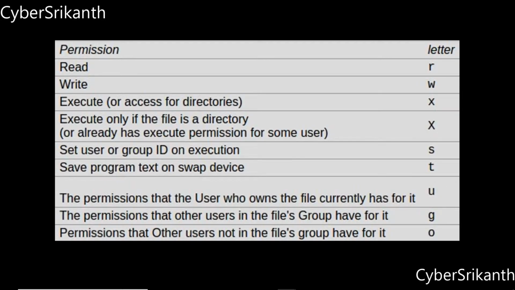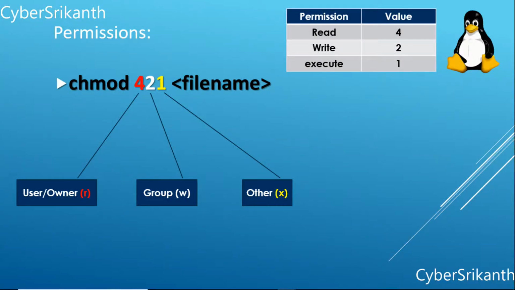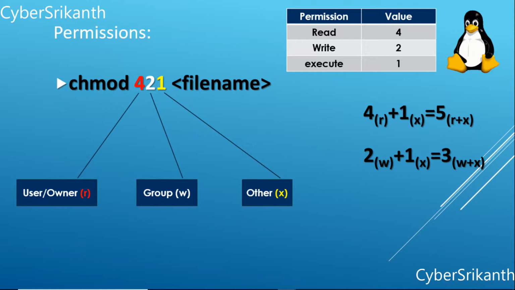Permissions can be set with chmod using characters, and also by octal representation. I personally feel octal representation is simpler and easier. Let's explore it with an example. Here, the first octal number denotes permission for the user or owner. The second octal number is for the group. And the third octal number is for others. Remember these octal values. 4 means read, 2 means write, and 1 means execute. To give multiple permissions, simply add the values. For example, 4 means read and 1 means execute, then 5 means read and execute. Similarly, 3 means write and execute. Isn't it simple?